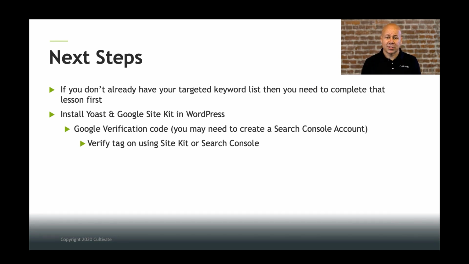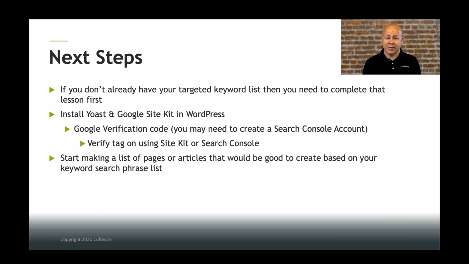The next thing is start making a list of all the pages and articles that would be good to create based on your keyword search phrase list. So again, you want to have pages for all of your products and services. If you don't have those right now, we would encourage you to list those out in your content plan, and then start thinking about all the frequently asked questions.